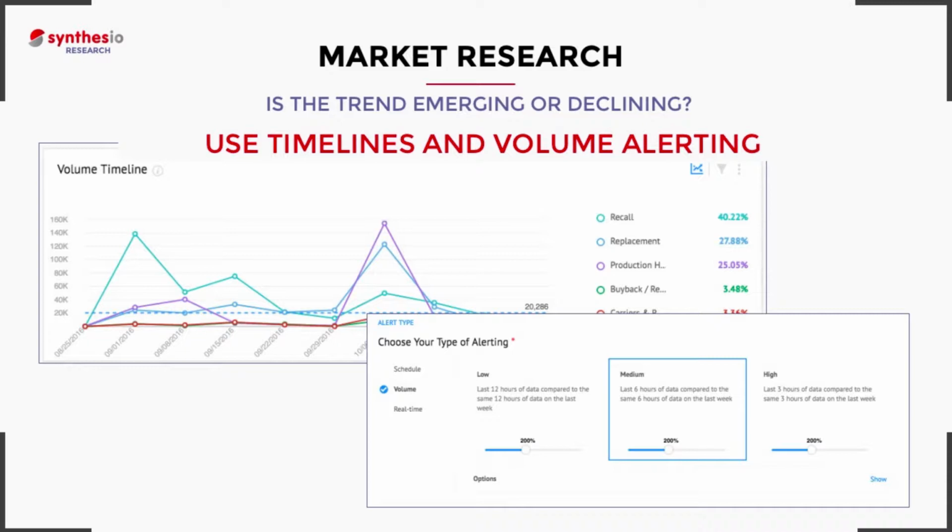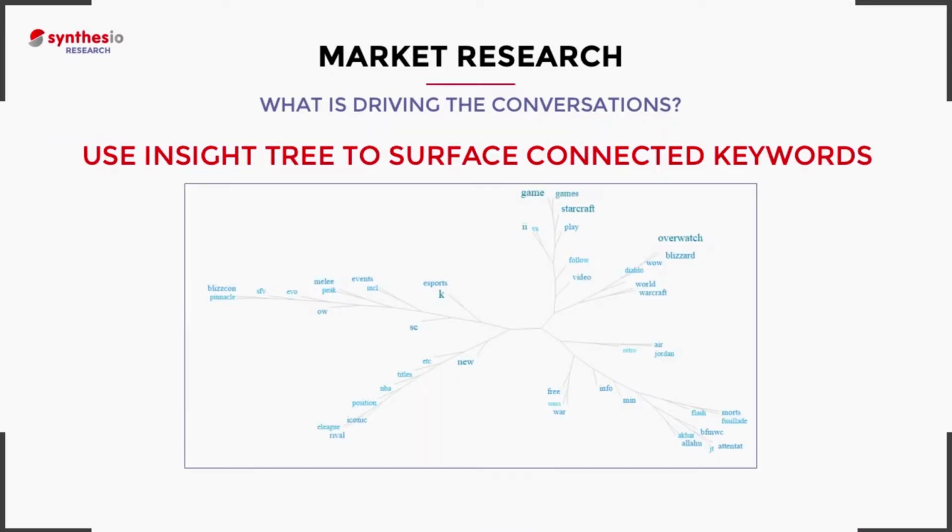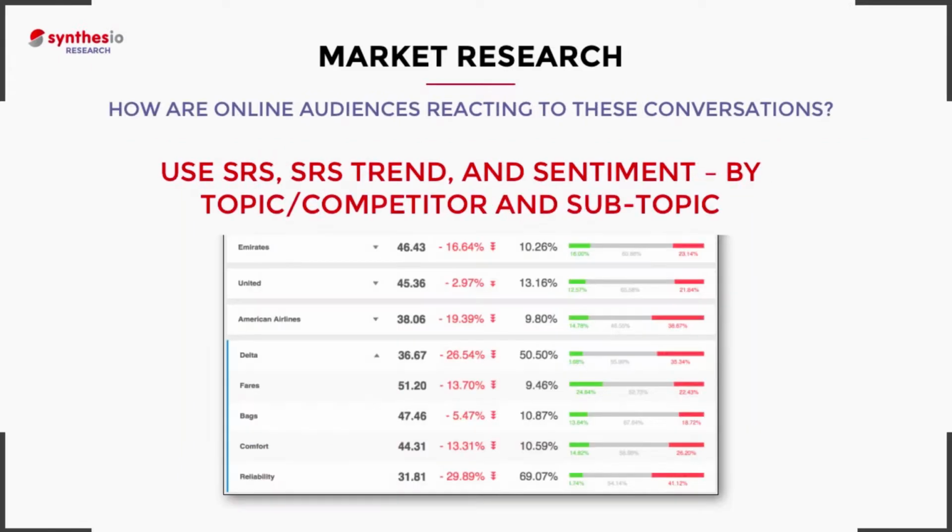In addition, use volume-based alerting by having your Synthesio dashboard notify you via email of changes in volumes based on your typical baseline. The insight tree leverages Synthesio's natural language processing to surface conversations and themes within your trends. See which words occur most often in proximity to each other and enhance understanding of trends by using filters. Using sentiment along with filters allows you to look at KPIs to understand how your audiences feel about your trends.